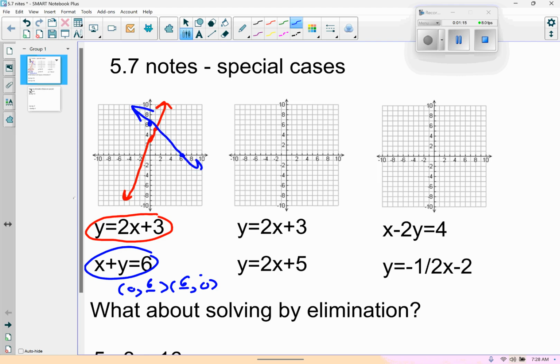And you notice these two cross, right? This is the answer. There's an XY answer there. I'm not too worried about what the answer is, but they cross. That's not a special case.